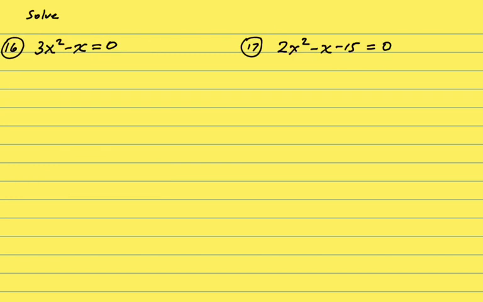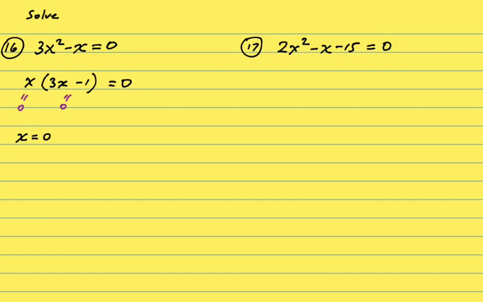Okay, after 15, 16, we want to solve by factoring, I'm assuming. I think I can take an x out of both of these, leaving me 3x minus 1. Does that still give me 3x squared minus x if I distribute? Anyway, if something times something equals 0, one of these factors must equal 0.